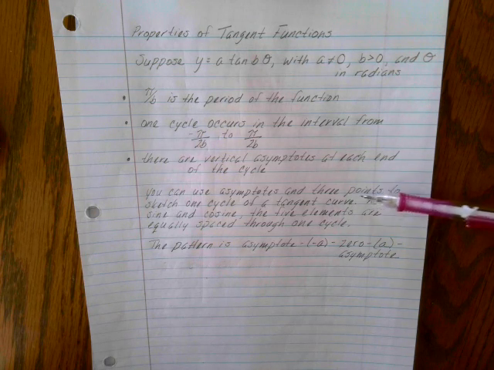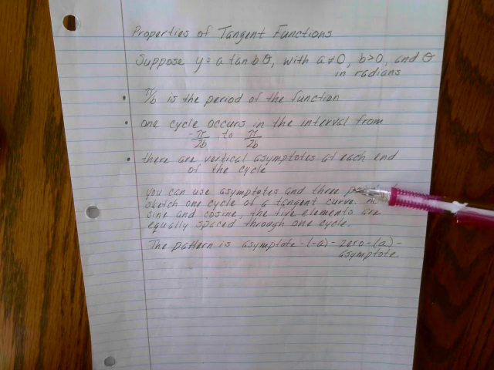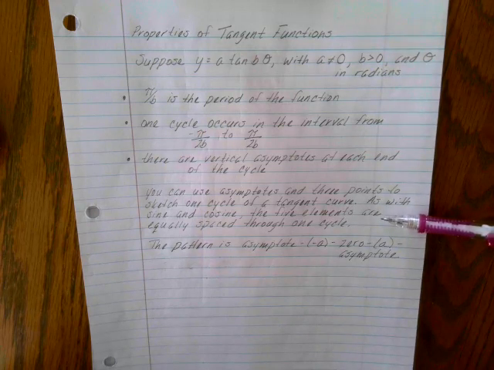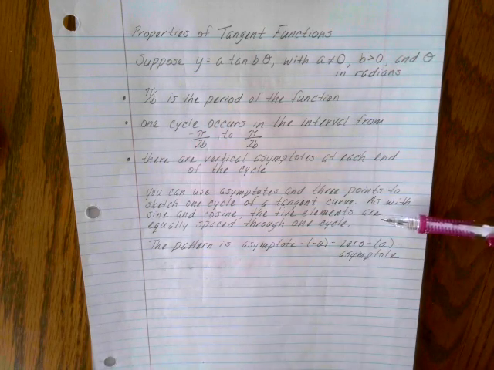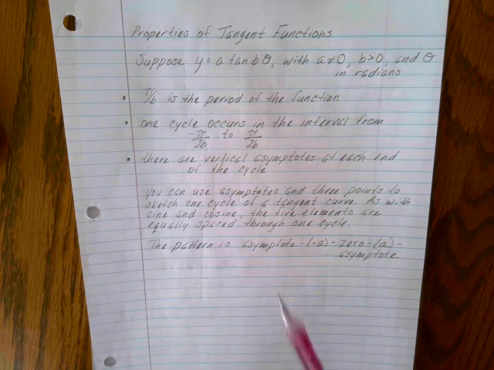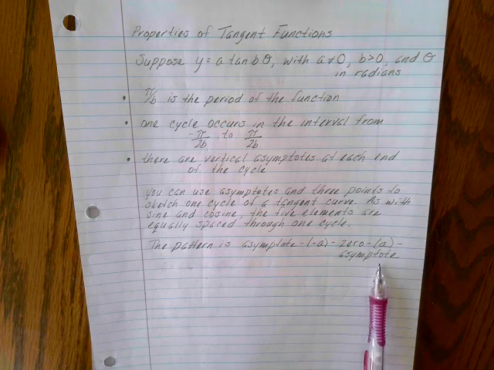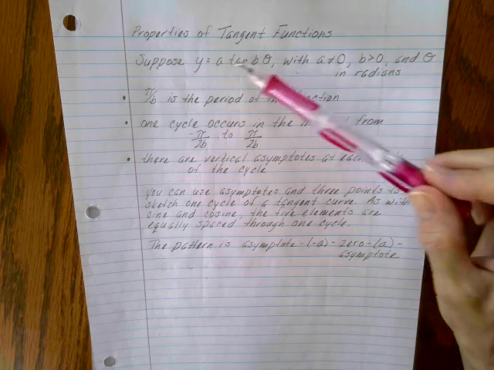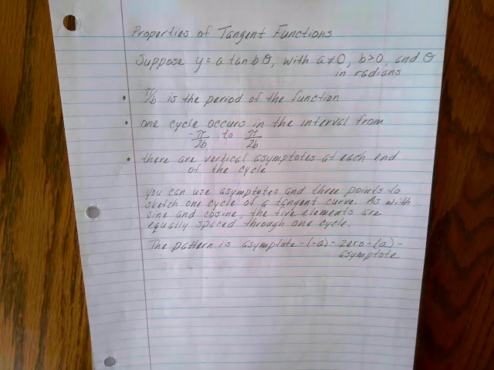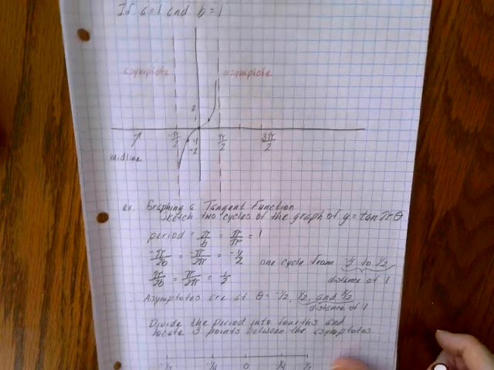So to sketch one cycle of the tangent curve, we have 2 asymptotes and 3 points. As with sine and cosine, the 5 elements are equally spaced through one cycle. The important thing to remember is the pattern. Asymptote, -a, 0, a, asymptote. Okay, and here's our a. So let's look and see what this is going to look like.